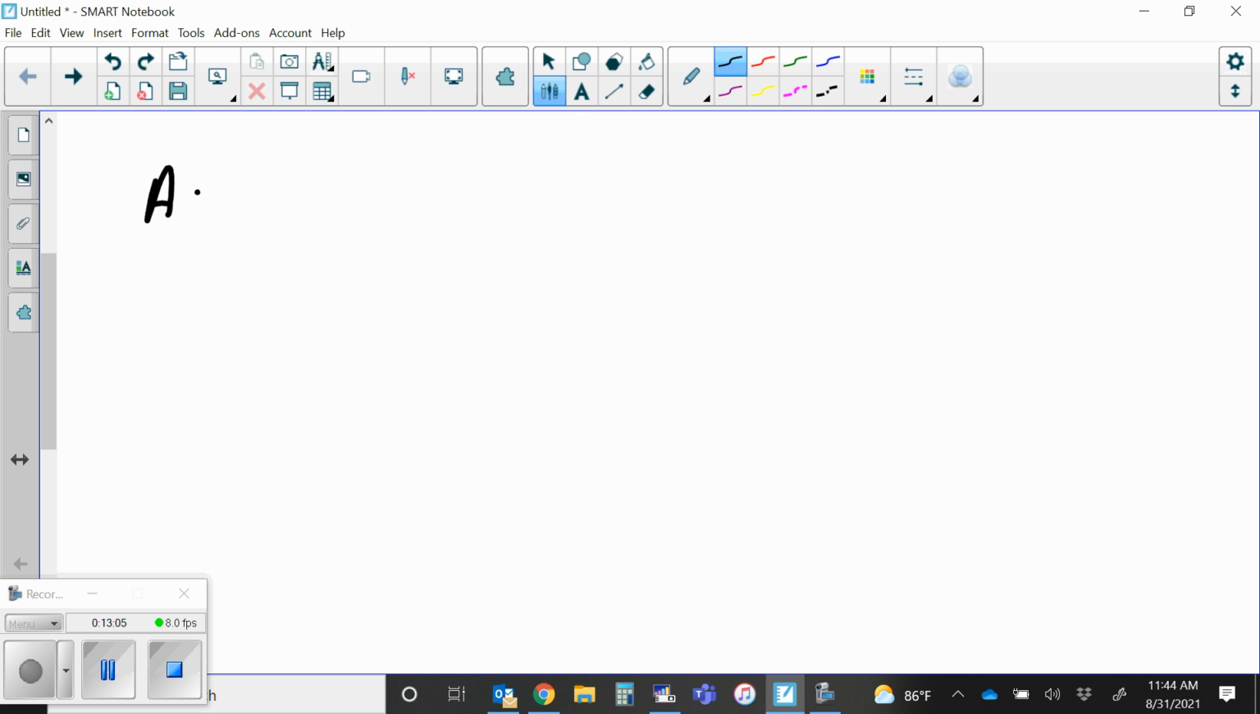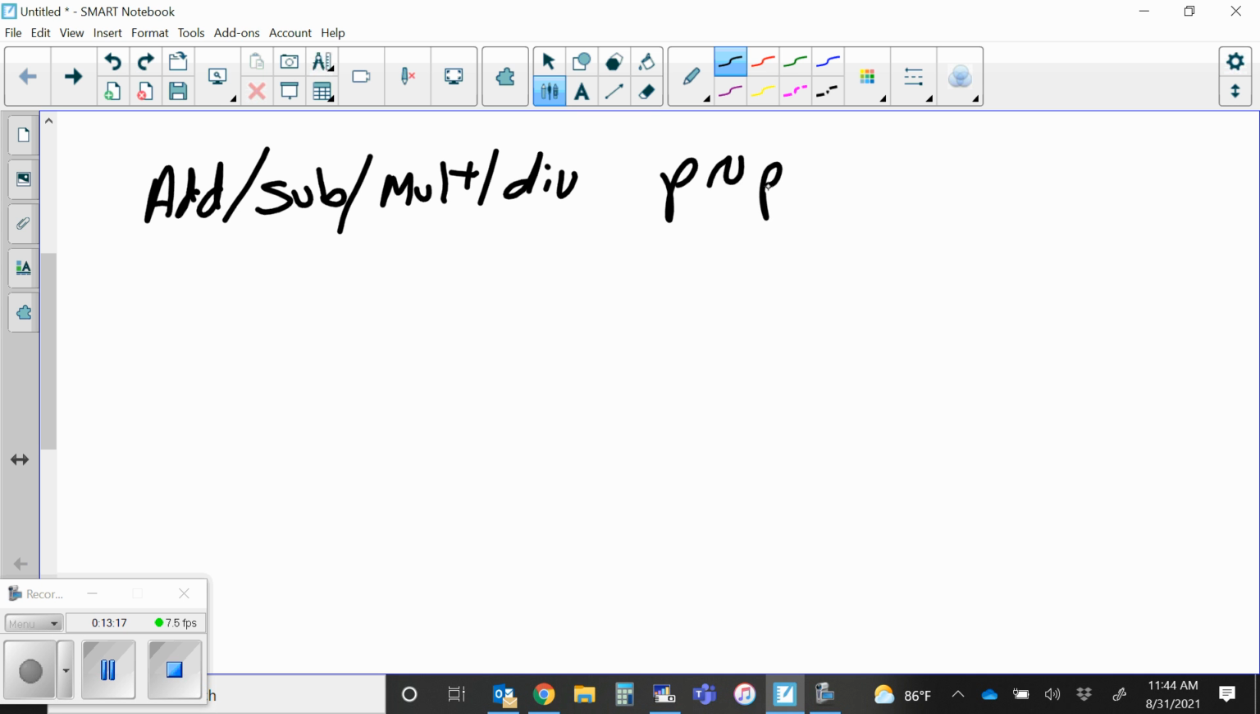You guys have used this property forever, since you started your algebra career. This is the addition, subtraction, multiplication, division property of equality. AKA, whatever you do to one side, you have to do to the other. That is the addition, subtraction, multiplication, or division property of equality. It just means whatever I do to one side, I have to do to the other.